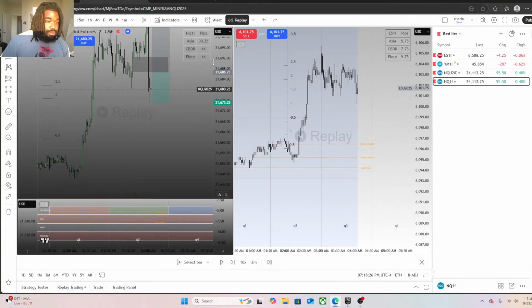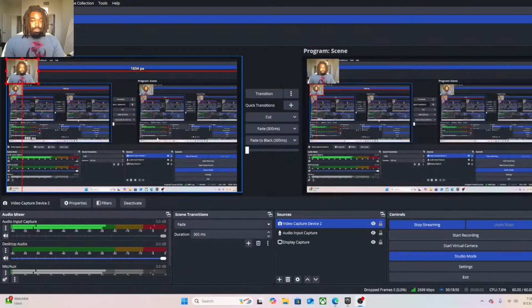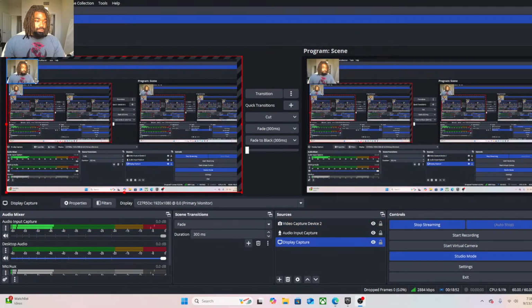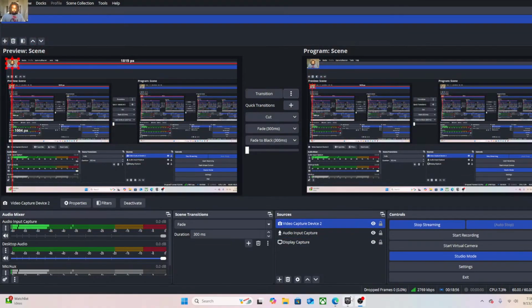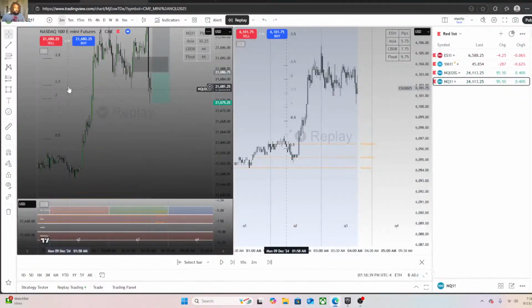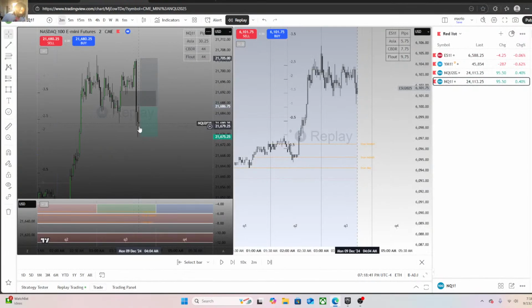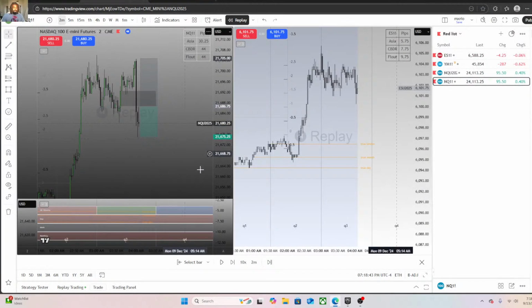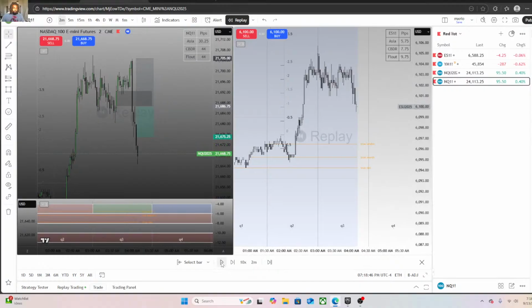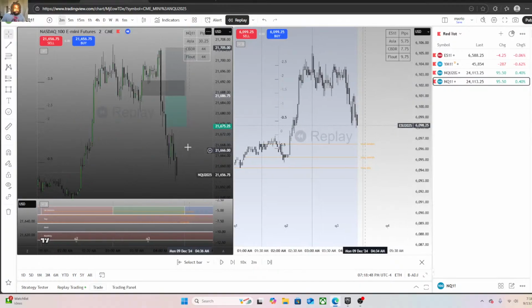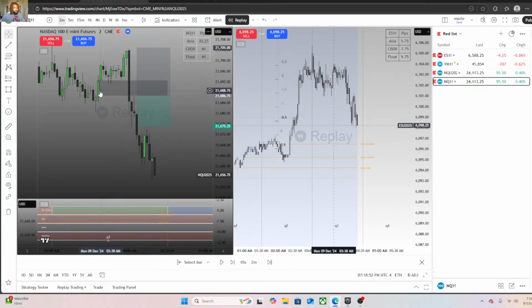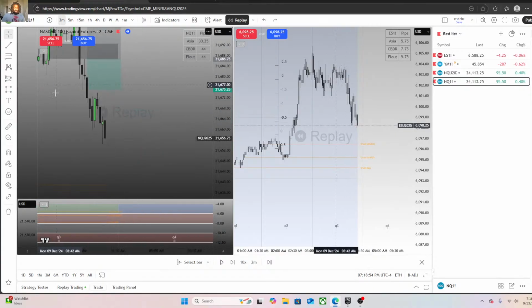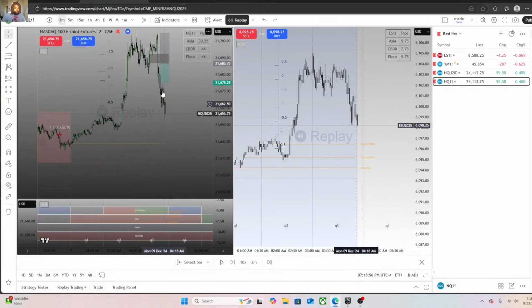Blocking my face cam. Top left. Oh, hold on. Why is this so big? Transition. Alright. Look at the entry off of the inversion that I said. Told you, inverse. Realistically, I would have targeted Asia lows.